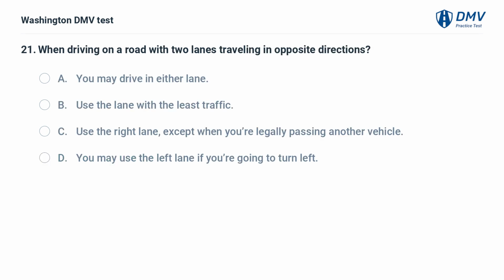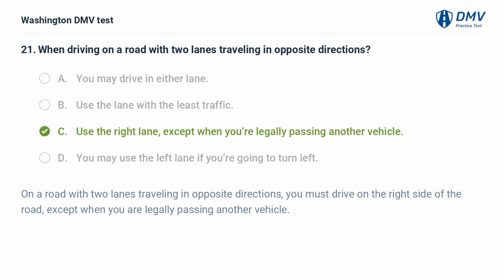When driving on a road with two lanes traveling in opposite directions. A. You may drive in either lane. B. Use the lane with the least traffic. C. Use the right lane, except when you're legally passing another vehicle. D. You may use the left lane if you're going to turn left. C. Use the right lane, except when you're legally passing another vehicle. On a road with two lanes traveling in opposite directions, you must drive on the right side of the road, except when you are legally passing another vehicle.